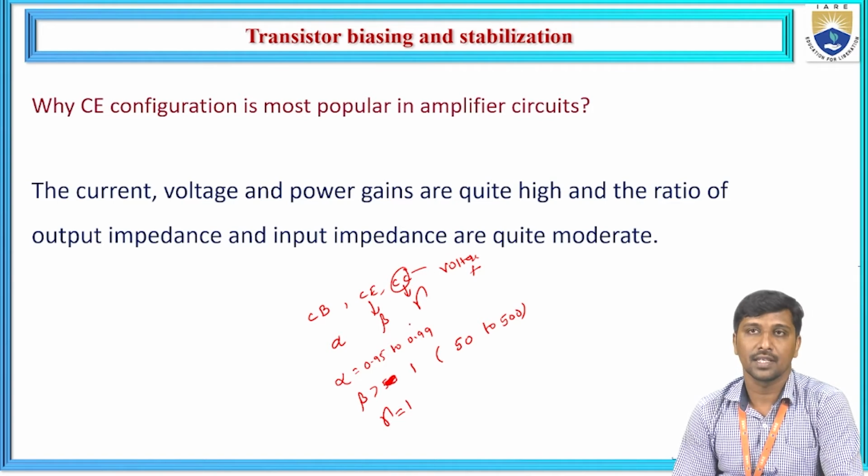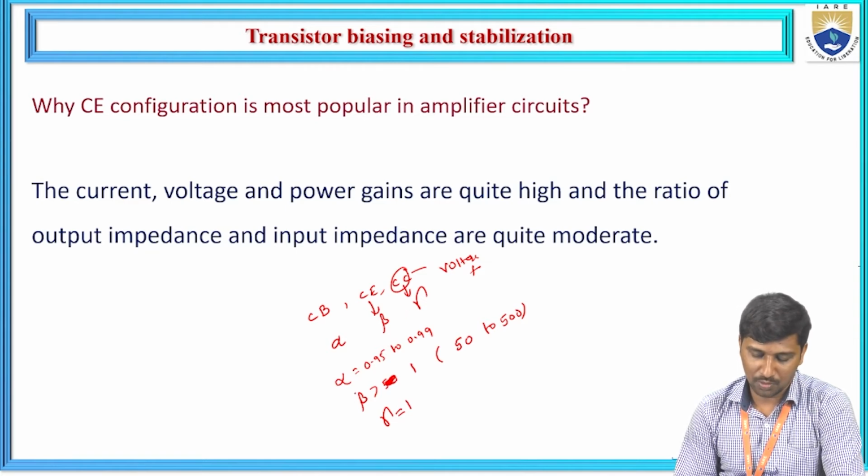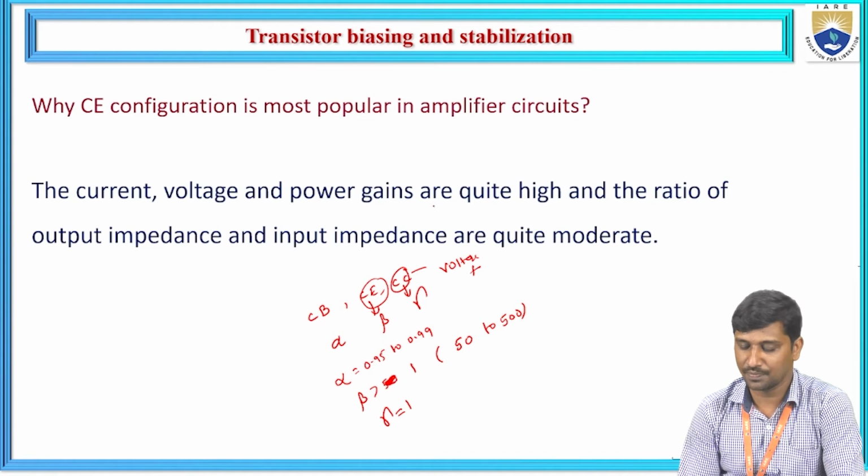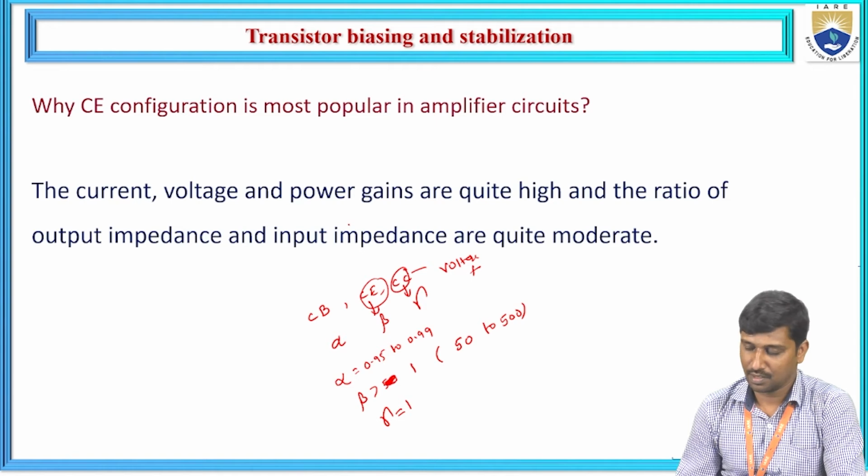Out of these three configurations, to improve the signal strength we need to choose the common emitter configuration. The physical quantities, measured in terms of current, voltage, and power, should be quite high, and the ratio of the output impedance and input impedance should be moderate compared with the common base and common collector configurations. Hence, in most cases while designing a CE amplifier, we prefer only the common emitter configuration.